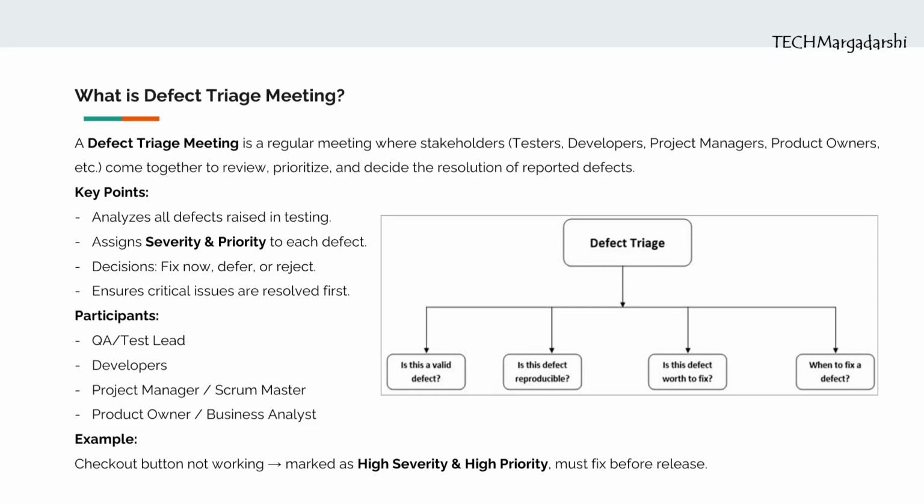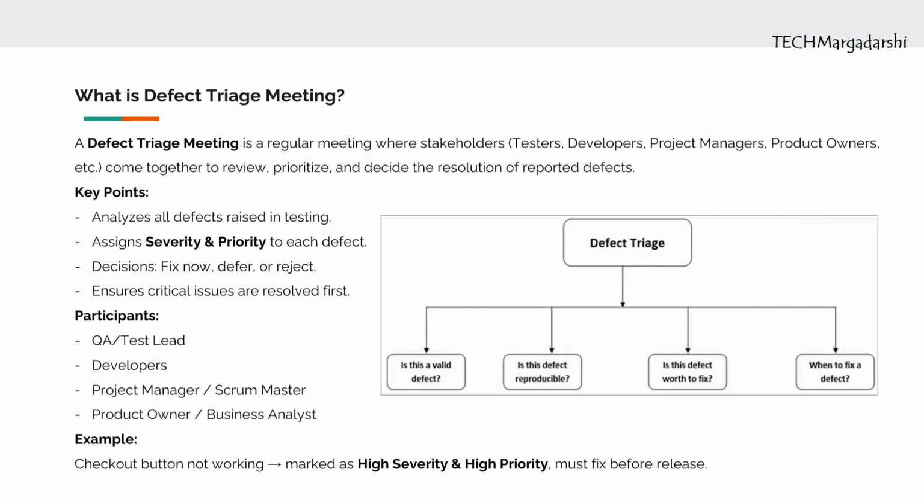Now, move on to the next question. What is defect triage meeting? A defect triage meeting is a regular session where testers, developers, project managers, and product owners review reported defects. In this meeting, the team analyzes all defects found during testing, assigns severity and priority to decide which defects are most critical, and decides the next steps: fix now, defer, or reject. The main goal is to address high impact issues first to ensure software quality.